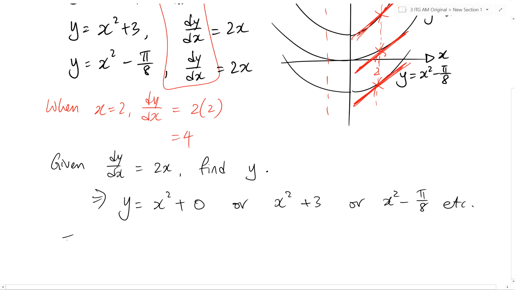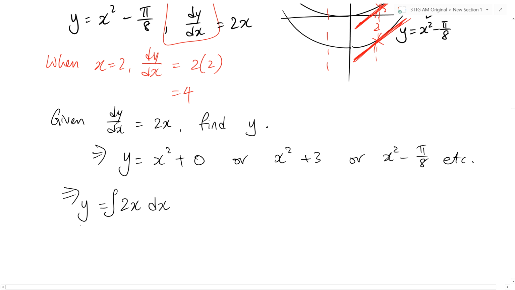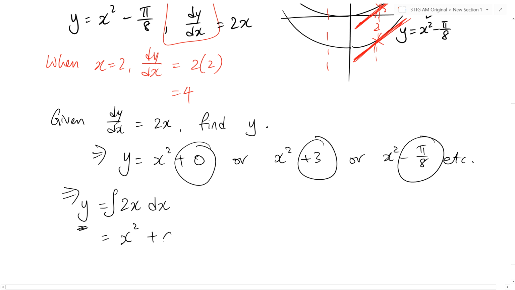In other words, when we integrate 2x with respect to x, we will get y. Okay, this is the reverse of differentiation. y is the integration of 2x with respect to x, and this will result in x squared plus a constant. Now these constants can take on many different forms, so we just call it simply c.